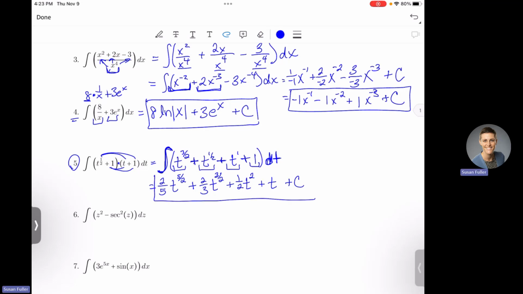There we have our general antiderivative. And I know that I'm done. None of these combine. I don't have any like terms, no algebra to do. So just put a box around it and walk away.